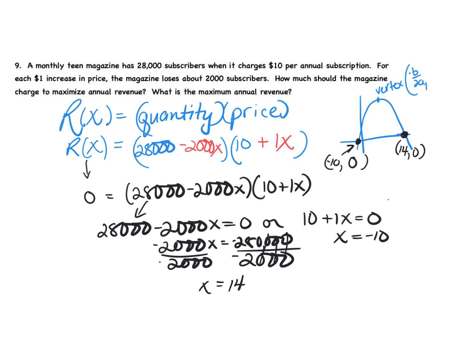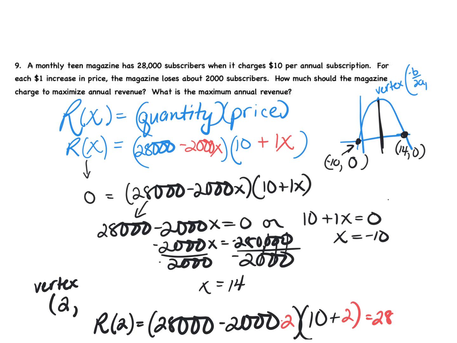So how is that helpful? Well, I know that I can use symmetry to find the vertex. It's going to be halfway between negative 10 and 14. So if I add negative 10 plus 14, that would be positive 4. Cut that in half, that's 2. So now I just need to find R of 2 to find the revenue. And I get 288,000 for the revenue.